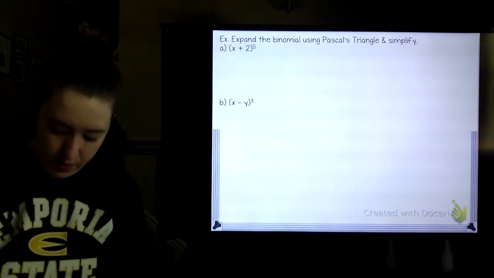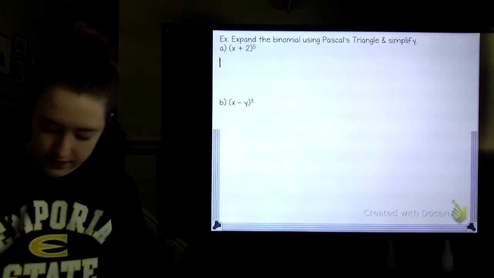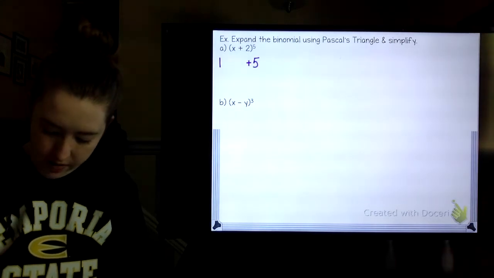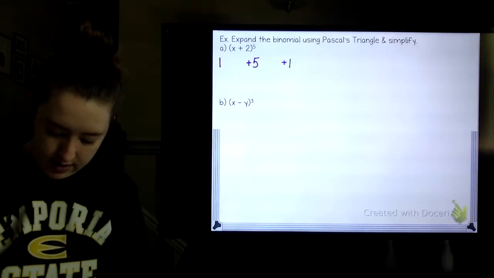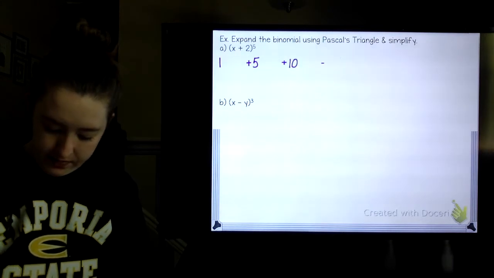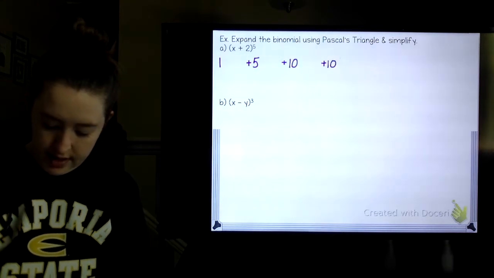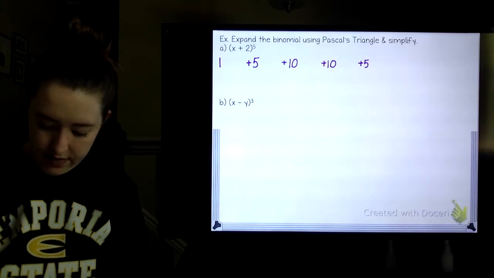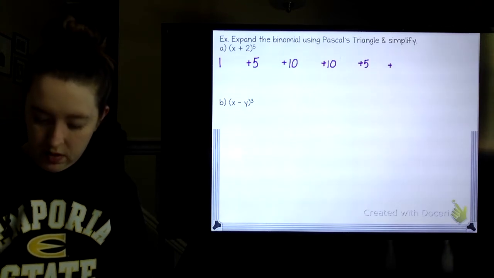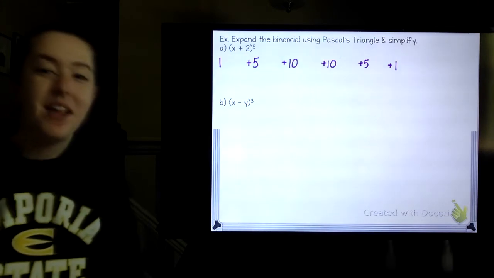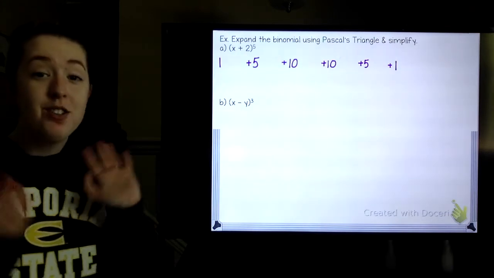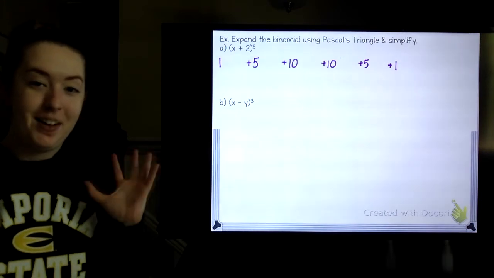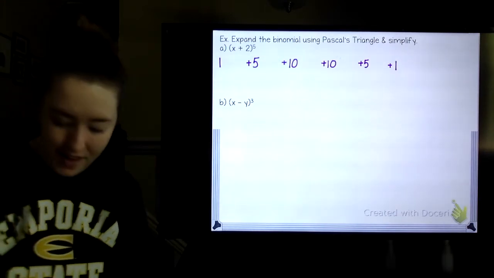So here we go. We have 1, and then 5, 10, 10, 5, 1. Cool. So I space it all out so that way I can put in all of my other pieces to those terms, and then I can go through and simplify.